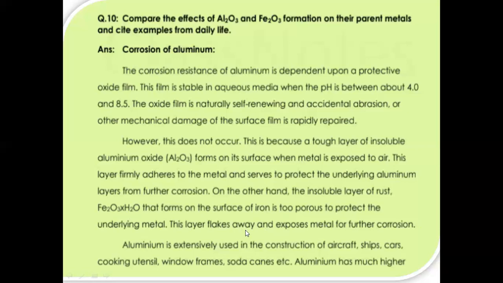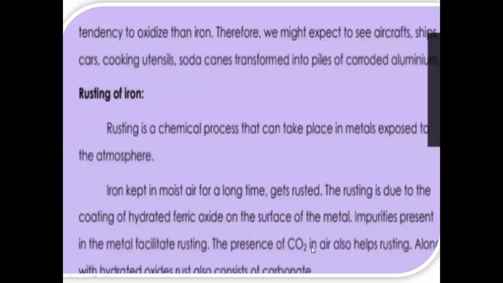Aluminum is extensively used in the construction of aircraft, ships, cars, cooking utensils, window frames, and soda cans. Aluminum has a much higher tendency to oxidize than iron. Therefore, we might expect to see aircraft, ships, cars, cooking utensils, and soda cans transform into piles of corroded aluminum. But the aluminum oxide layer which is formed is very tough and hard, and this upper layer of aluminum oxide prevents further oxidation.